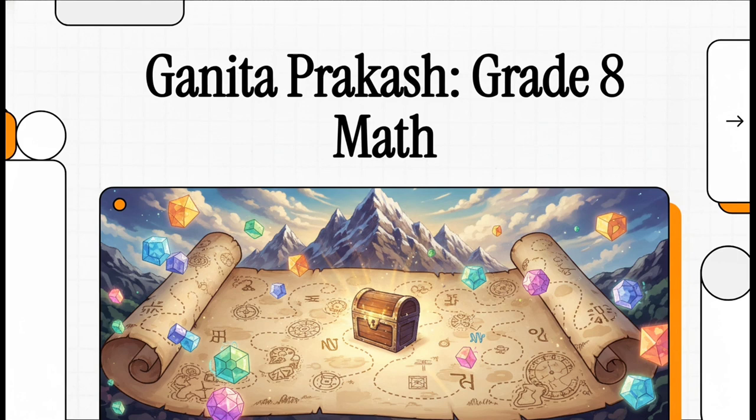Now, I know, looking at the entire syllabus at the start of the year can feel, well, pretty daunting. It usually just looks like this giant mountain of complex words and rules, right? But today, we're going to completely flip that perspective. I want you to look at this syllabus not as some impossible test, but as a magical treasure map that we're going to explore together.